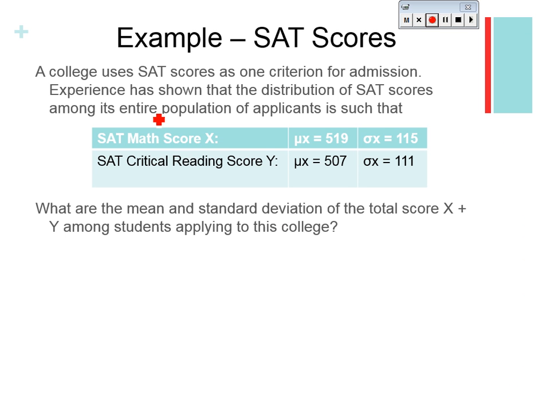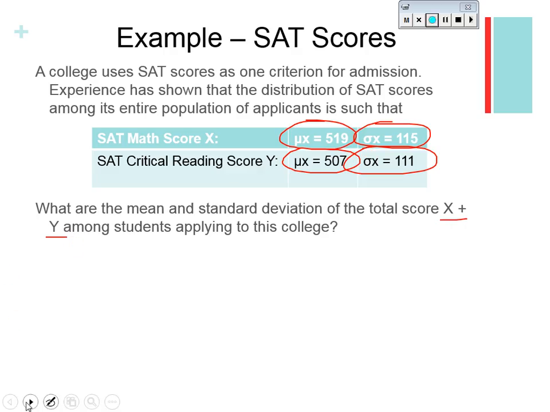So the example here says a college uses SAT scores as one criteria for admission. Experience has shown that the distribution of SAT scores among its entire population of applicants is such that the average value of their SAT math scores is 519 with a standard deviation of 115, and the average SAT critical reading score is 507 with a standard deviation of 111. So the question here says, what are the mean and standard deviation of the total score x plus y among students applying to this college?